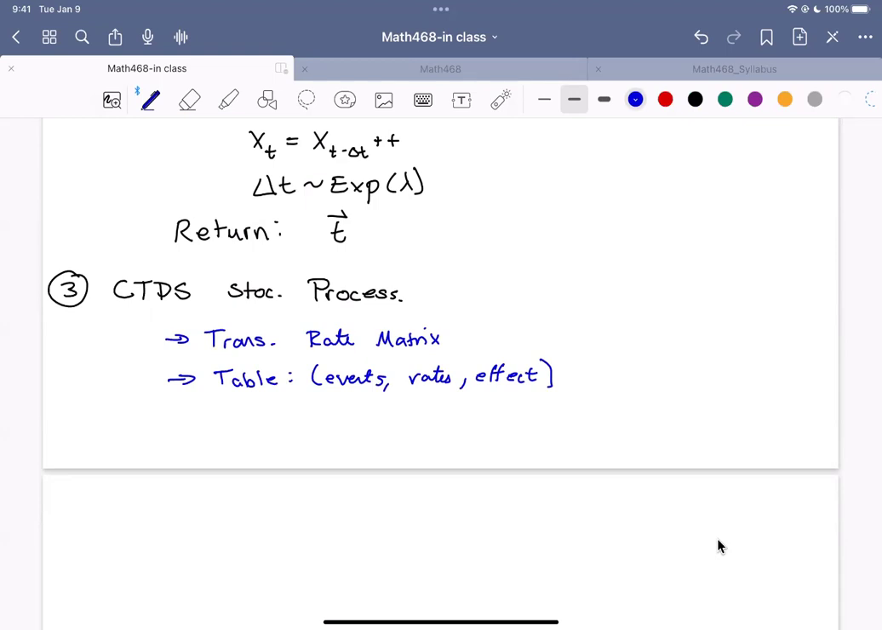Okay, so given that I have my transition rate matrix, how do I simulate a continuous time discrete state stochastic process? Go for it. It's a Gillespie algorithm. And we've gone over this many times in class, so I'm not going to do that here. But this is just a reminder that as soon as you hear continuous time discrete state, think Gillespie algorithm. All right. Are there any questions about these three different types of simulation?